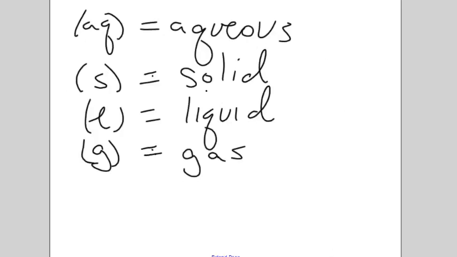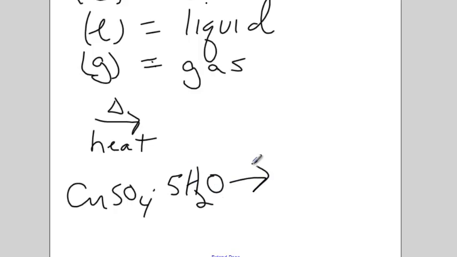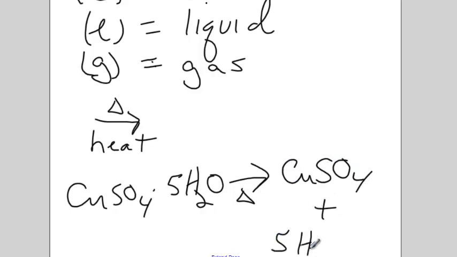Other symbols you might see in an equation. You might see a triangle, either above or below the arrow. That means heat. Okay? That means they heated it up. So, for example, you might have written CuSO4·5H2O, heat, yields CuSO4 plus 5H2O. It's that heat that caused that bond to break.